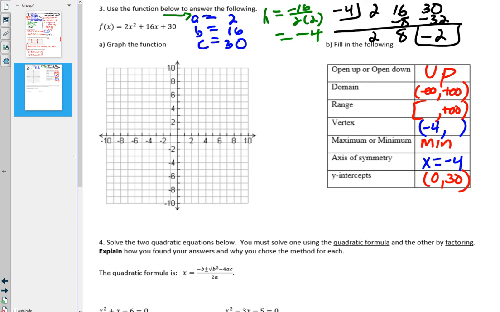So the range then would be negative 2 to positive infinity, and the vertex is at negative 4, negative 2. All right, so now let's graph. My axis of symmetry is going to be at x is equal to -4, and my vertex is going to be at -4, -2.